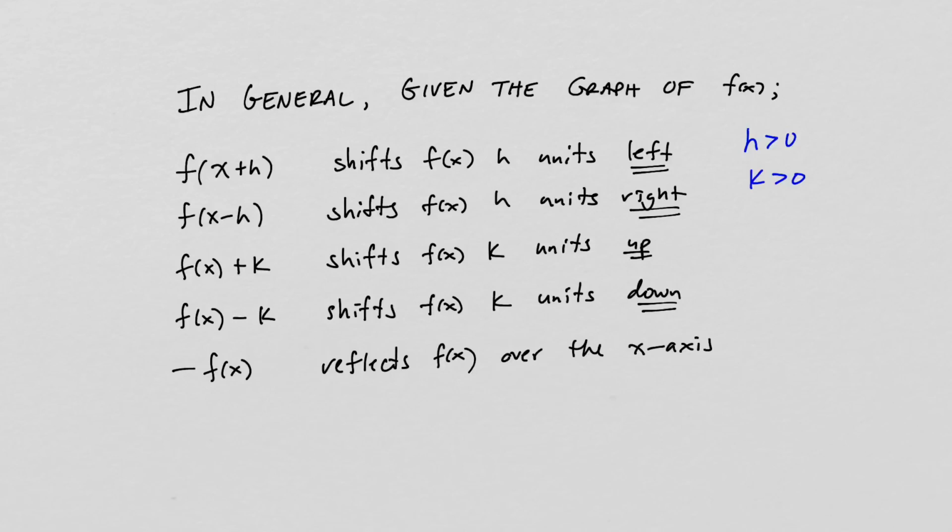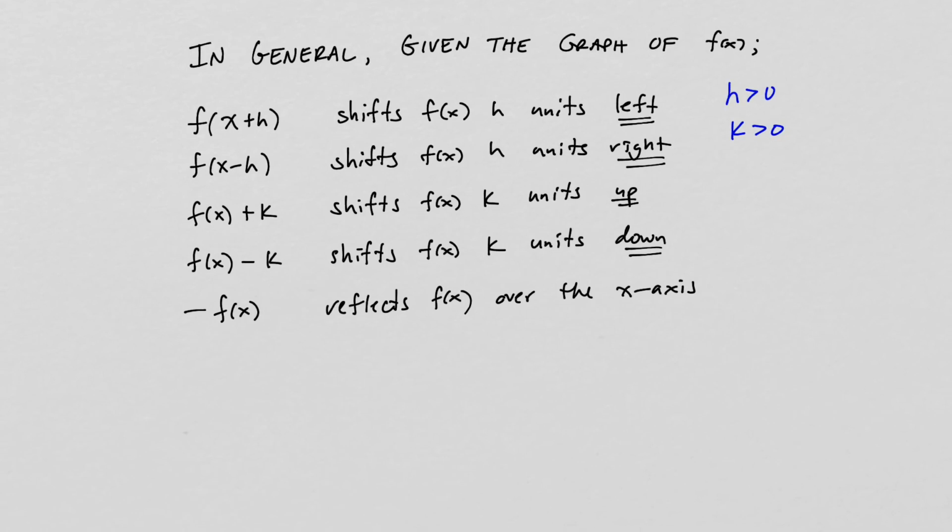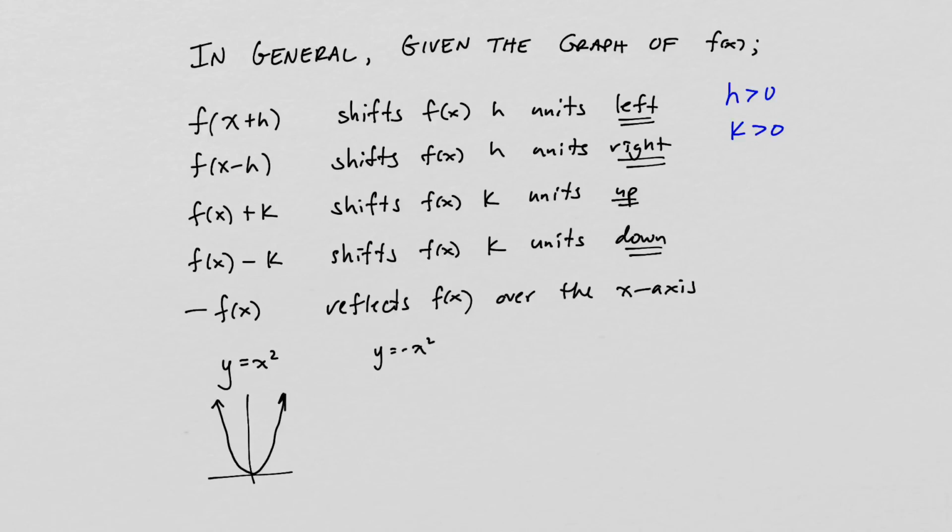So for example, for that one, let me give you a quick example. You know that y equals x squared is a basic parabola. So y equals negative x squared is just going to take this graph and flip it over the x-axis. So negative x squared will look like this. That is what we mean when we say it reflects f of x over the x-axis.